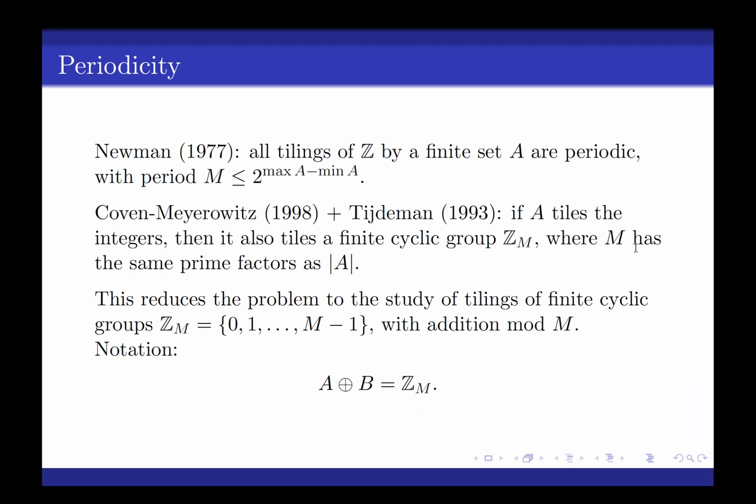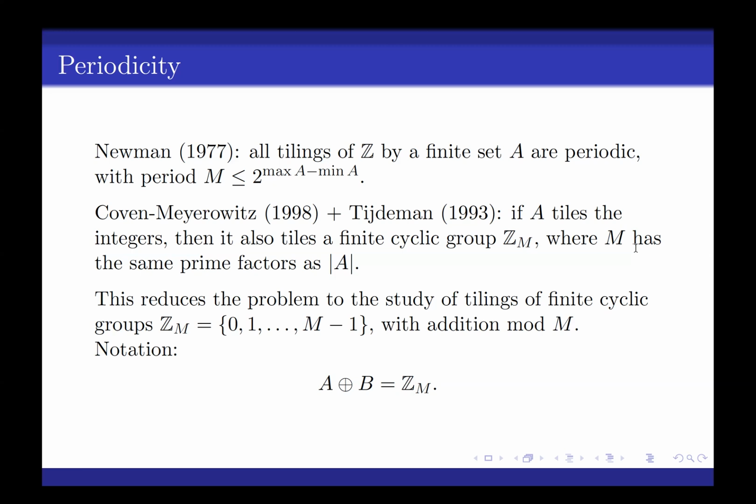Now, this means in principle that you can give a set to a computer and ask it to check whether a set tiles or not. However, even a set with very few elements might have a huge diameter, and therefore this might take a very, very long time. So we're looking for a better way to determine whether a set tiles or not. I should say that this bound on the tiling period has been significantly improved, but I will not talk about that today. So there are better bounds on the tiling period.